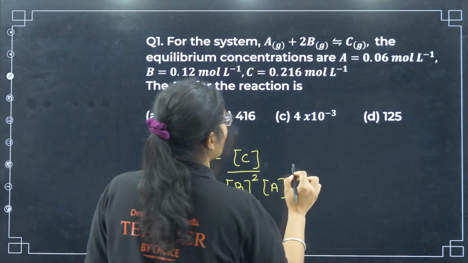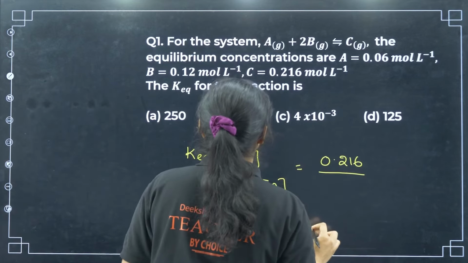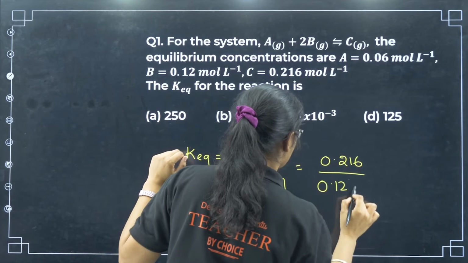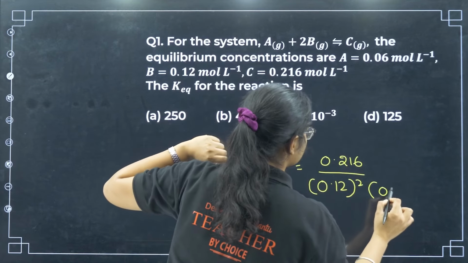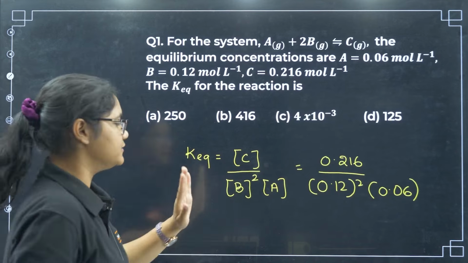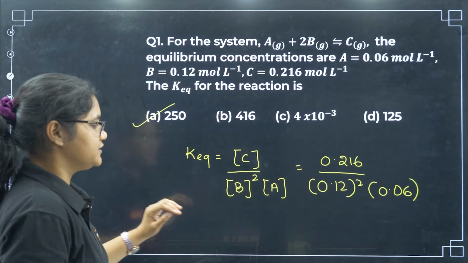Now if I substitute all the values, I will get 0.216 divided by B square concentration is 0.12 square, okay, and A concentration is 0.06. Okay, now if I just solve this, you will find the answer to be 250. Very easy calculation, you can do it. So please check the calculation.